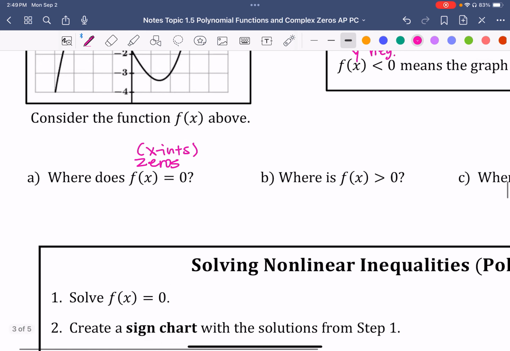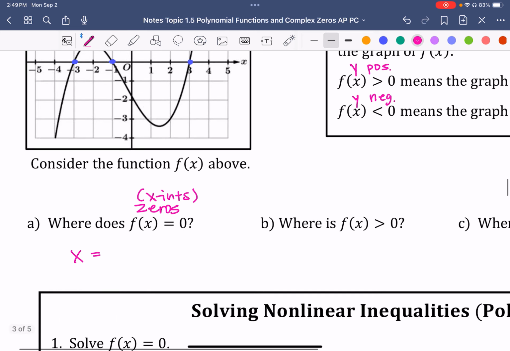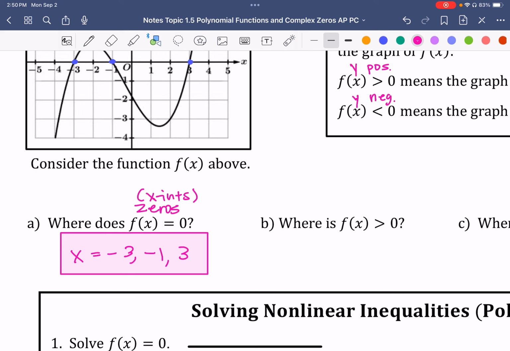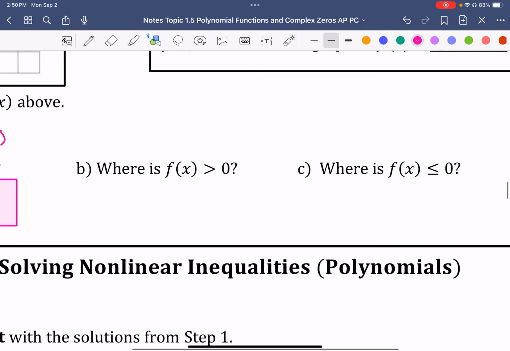So I'm going to write my solution. X equals, we said -3, -1, and +3. Okay, I'm going to box that in. We have 3 zeros. Where is f of x greater than 0? Greater than 0 means above the x-axis. Now, this does not have the "or equals to" at the bottom, so that means you are not going to include the zeros.